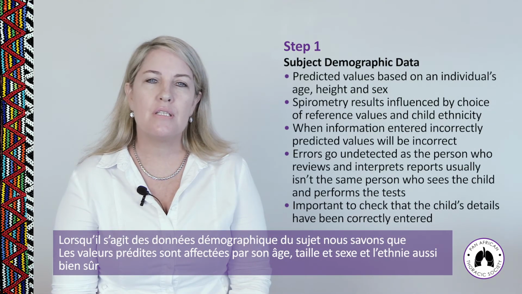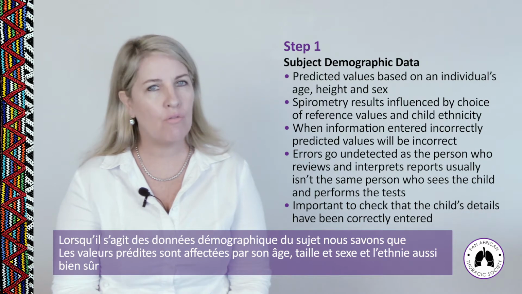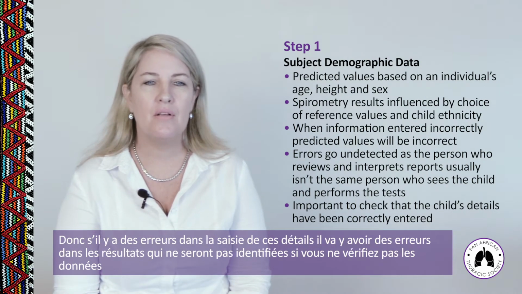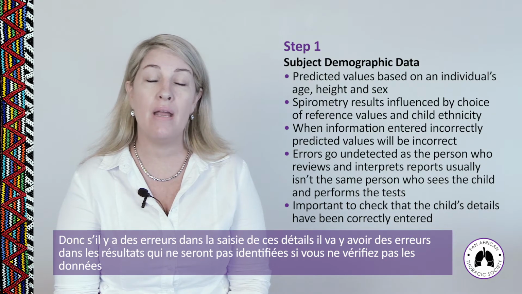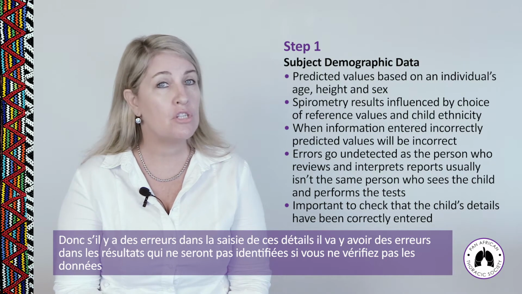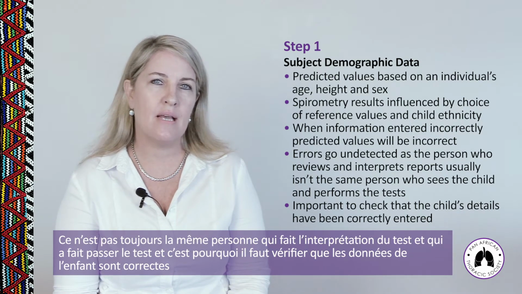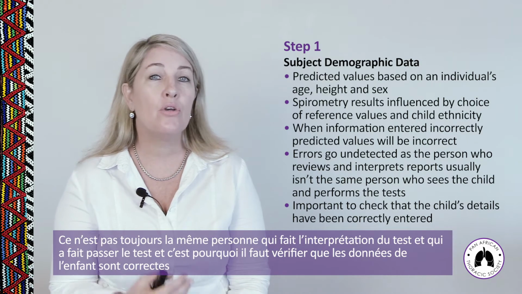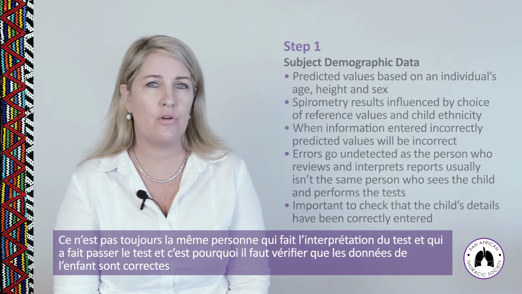When it comes to the subject demographic data, we know that predicted values are affected by the individual's age, height, and sex, of course with the ethnicity as well. So if any of this is entered incorrectly, there's going to be errors in the test results, which if you don't check this, will go undetected. Because it's not always the same person who's interpreting the test who actually physically conducted the test. So it's very important to check that the child's details have been entered correctly.